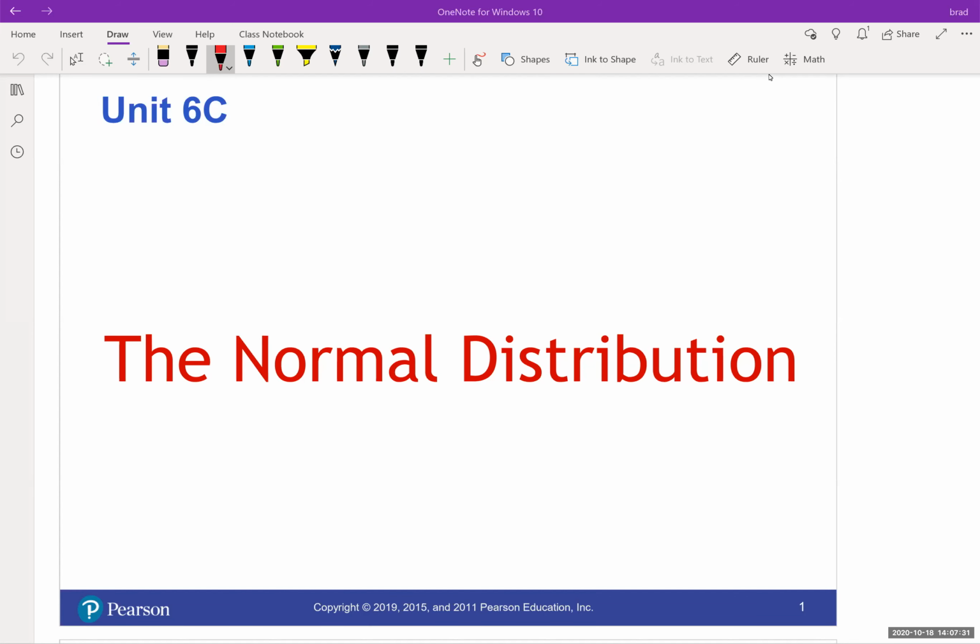So, in Unit 6C, we're going to talk about normal distribution. This will be the last topic we discuss before our exam. Normal distribution is a huge part of a statistics course.